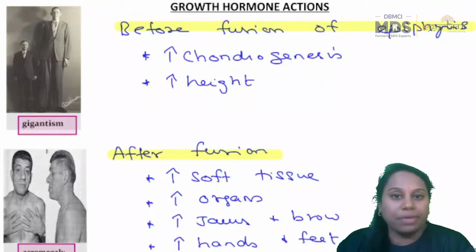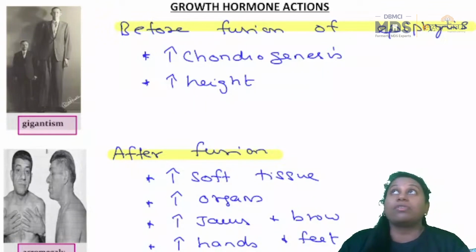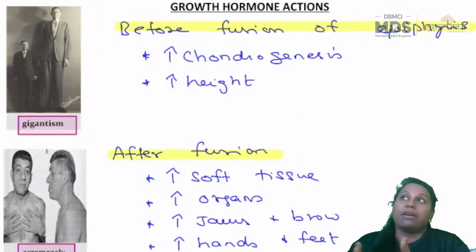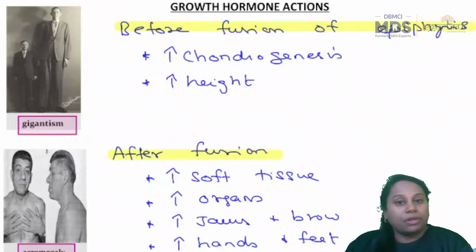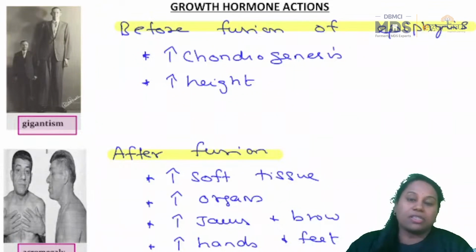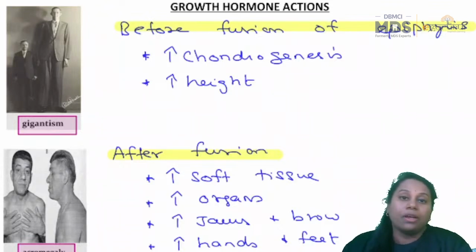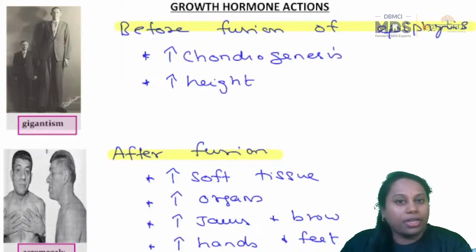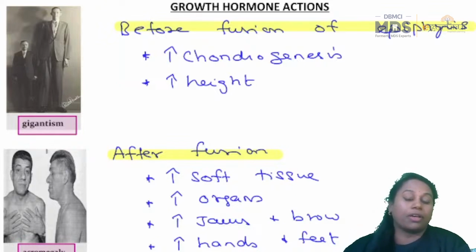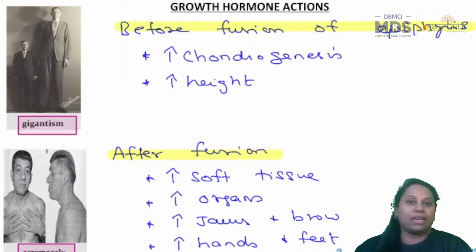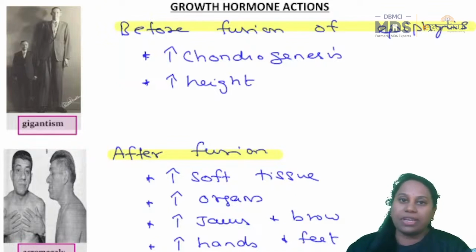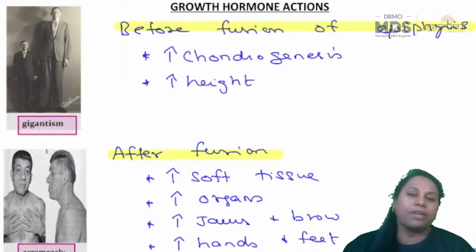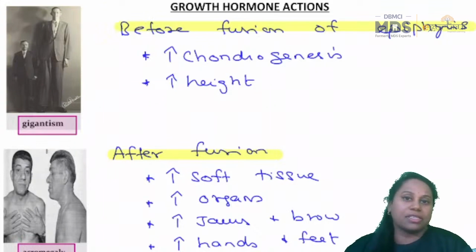So it may be in a fetus or in childhood, before fusion of the epiphysis, when the bones have not grown enough to fuse. After fusion of the epiphysis means in adults. So before fusion of epiphysis is in fetus or in children, and after fusion of epiphysis is in adults.